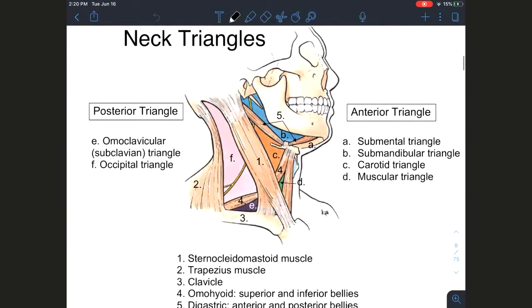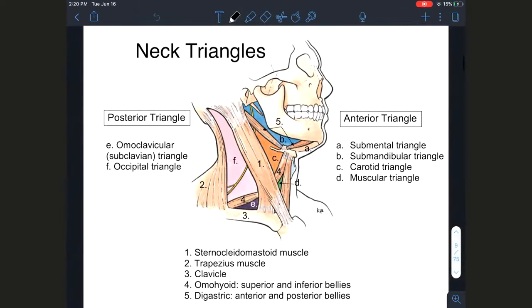Yeah, that one. Okay, so if we look at that picture, we're going to look at your anterior triangle first. So your anterior triangle, you've got that submental triangle down here. That one's not as important as far as borders. Your submental area is really just underneath your chin here. So that's going to be your submental.